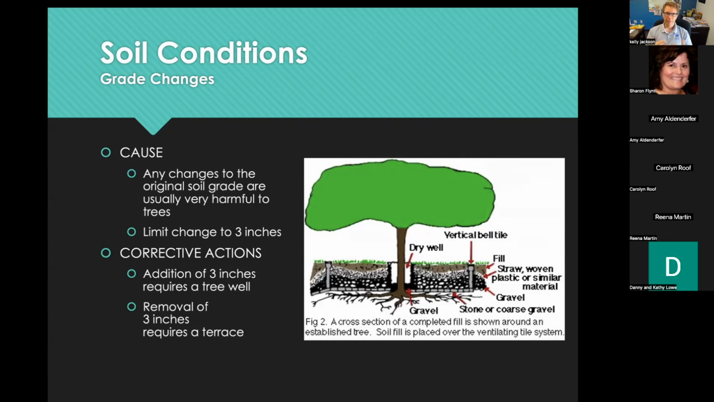This is a pretty involved process if you need to make that big of a change. And you can just see in this diagram, we won't even go over that, but the take-home message for this slide on grade changes is if you're moving dirt around on your property, you need to limit that to about 3 inches. Anything greater than 3 inches, that's 3 inches being moved in or 3 inches being moved out, you need to probably consider a couple of different options here for protecting that tree, and it's probably going to need an arborist's help to be able to do it correctly. So it'll either be like a tree well or a tree terrace.